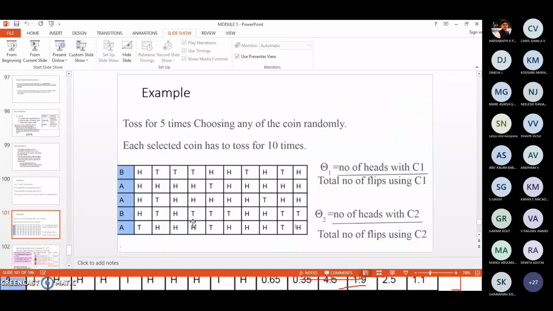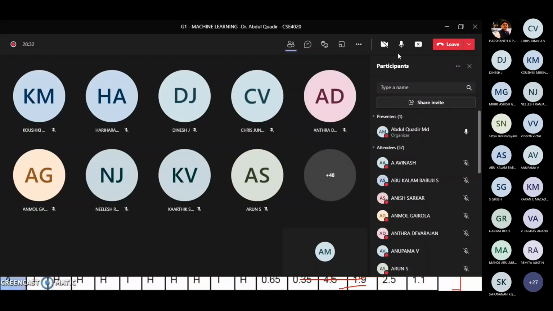Able to get it? Hello students? How many of you understood? Can you raise your hands? Quickly.